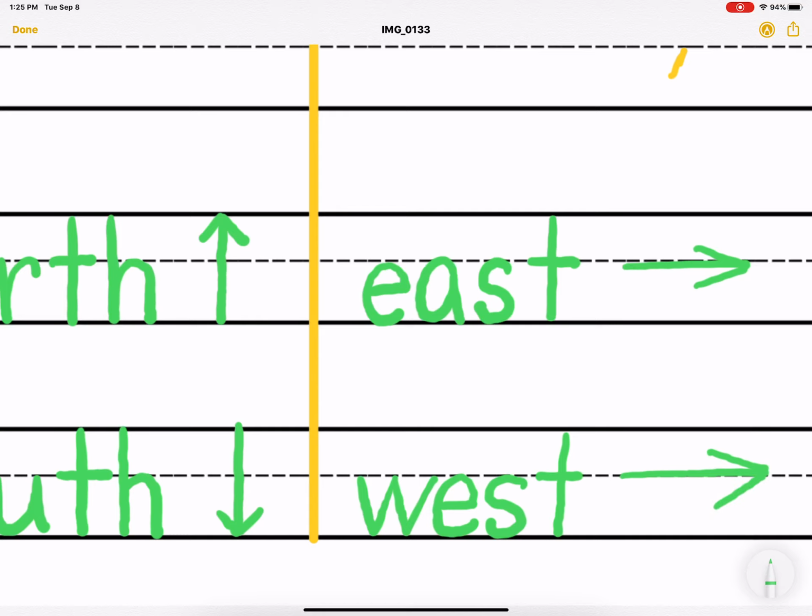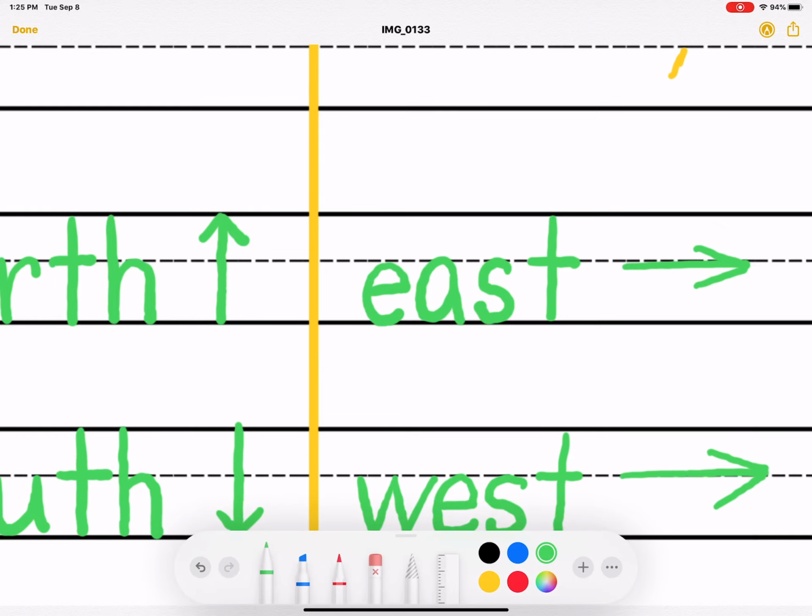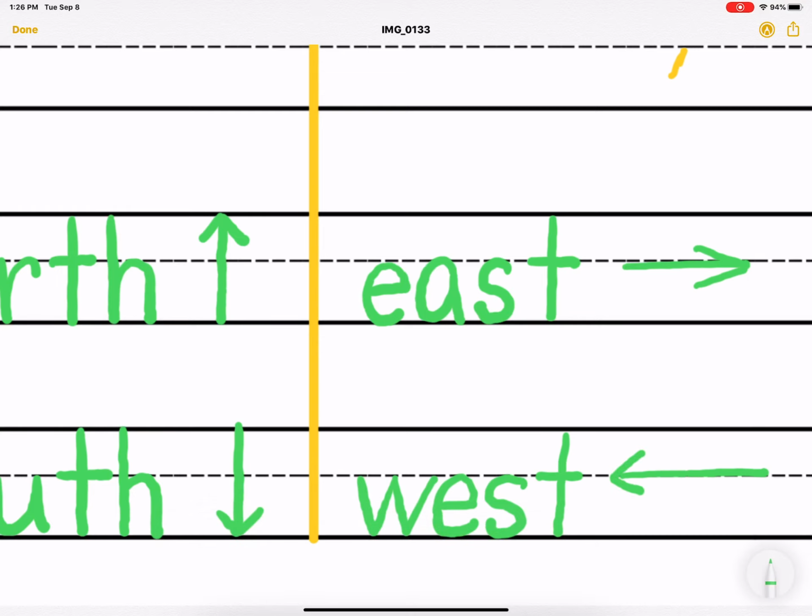Oops, Mr. Barry, you just made a mistake. West is not that way. I bet you guys noticed that before I did. So I erased that arrow and I put it on the other side. That looks more accurate.